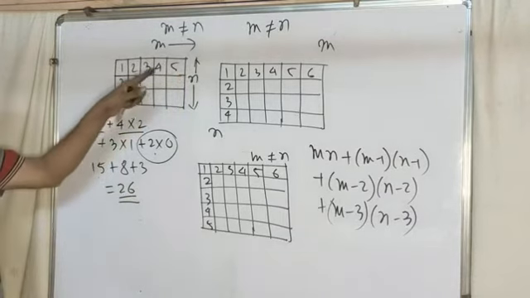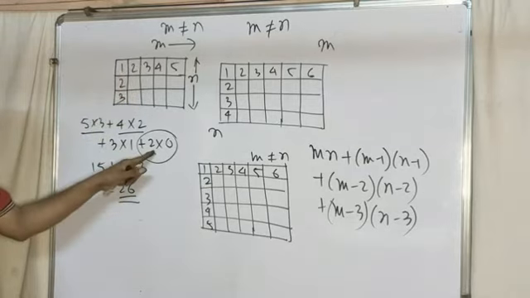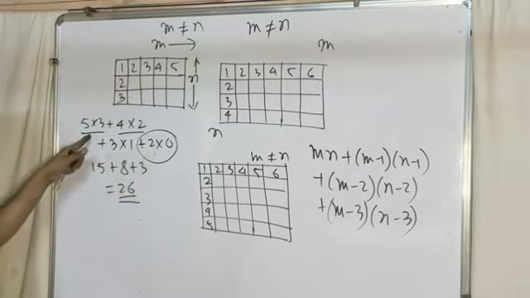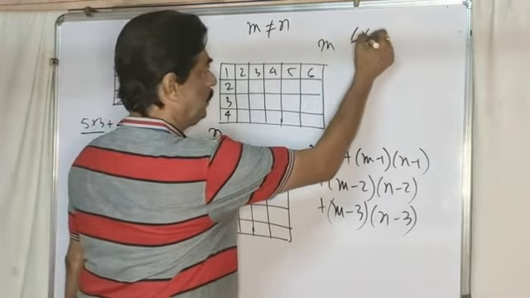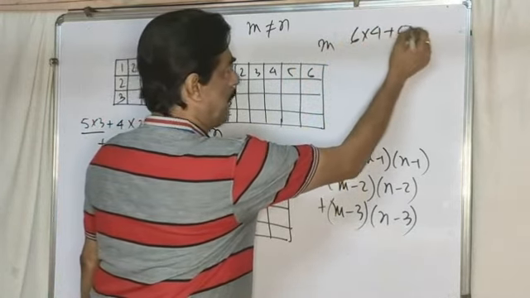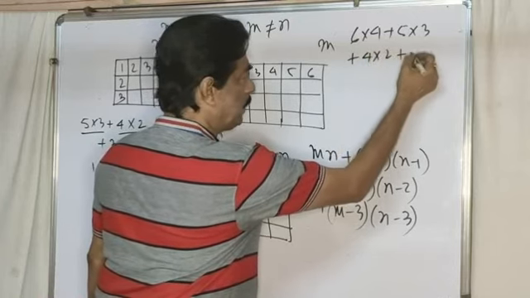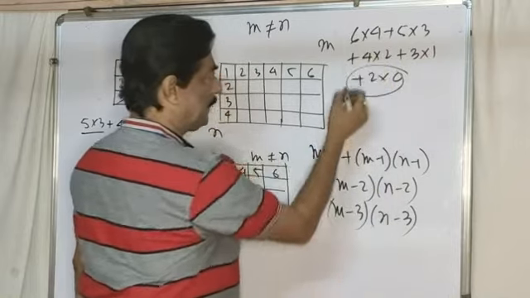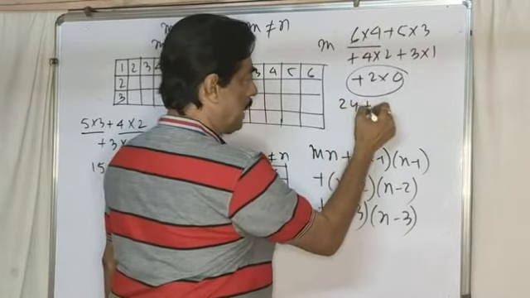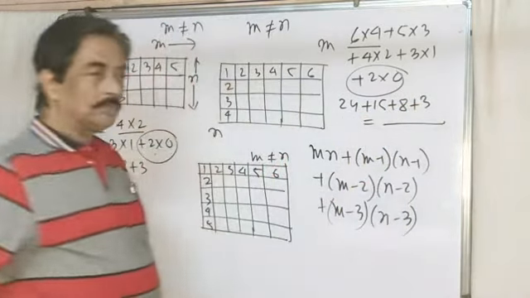Again, M not equal to N. What is the rule? M into N plus M minus 1 into N minus 1 plus M minus 2 into N minus 2, so ultimately less than 0. So 15 plus 8 plus 3 in these cases, plus 6 into 4, plus 6 minus 1 is 5, 5 into 3, plus 5 minus 1 is 4, 4 into 2, 4 minus 1 is 3, 3 into 1, then 2 into 0, I cannot consider this thing. So your answer is 24 plus 15 plus 8 plus 3, you can add this value.